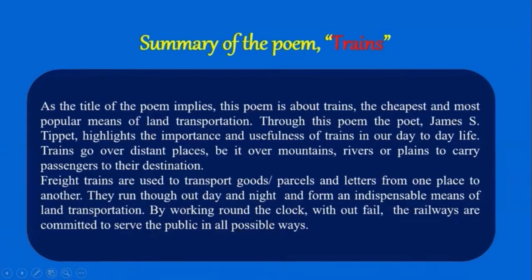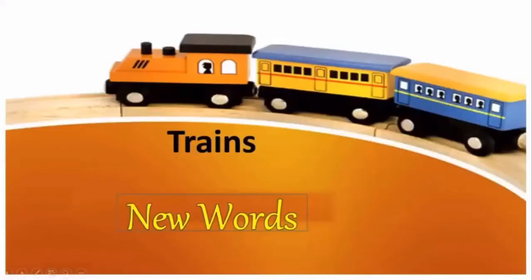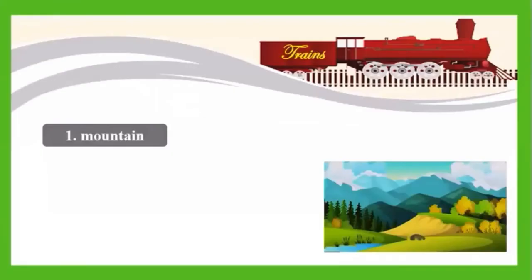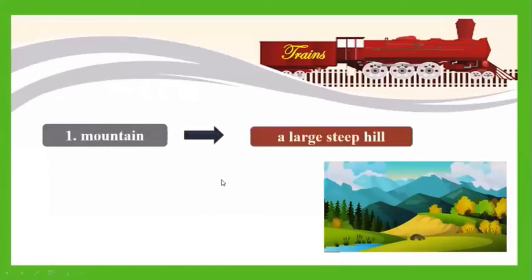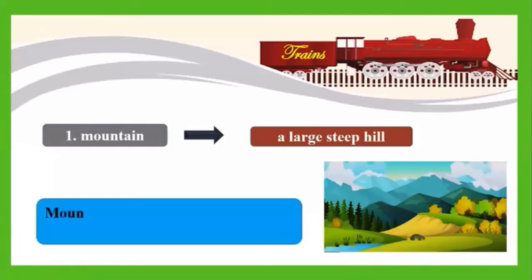Now we'll see some new words and the meanings. The first word, mountain. The meaning of mountain, a large steep hill. Now what sentence can we make with mountain? Yes, Mount Everest is the tallest mountain in the world.